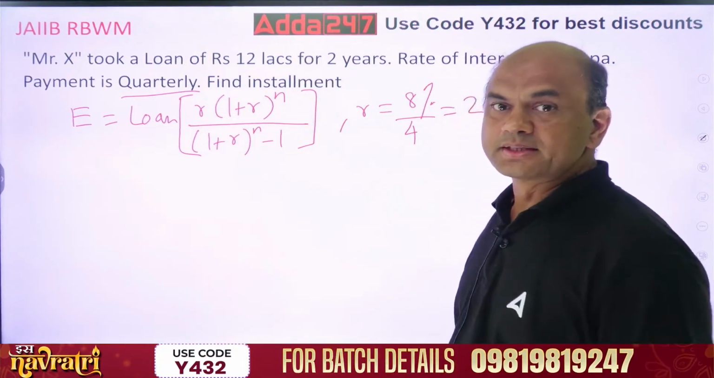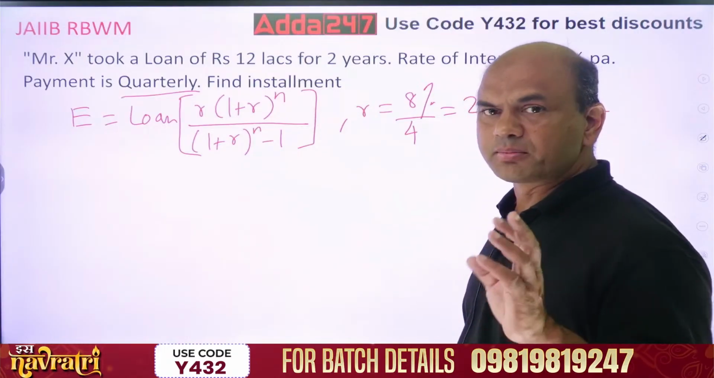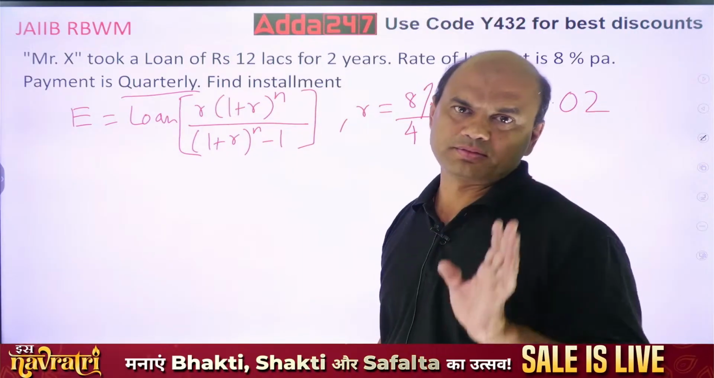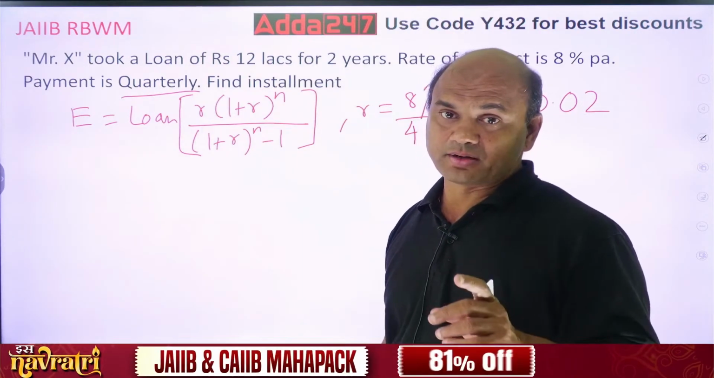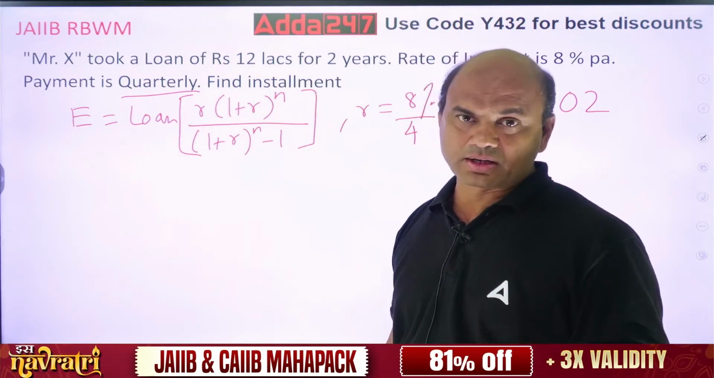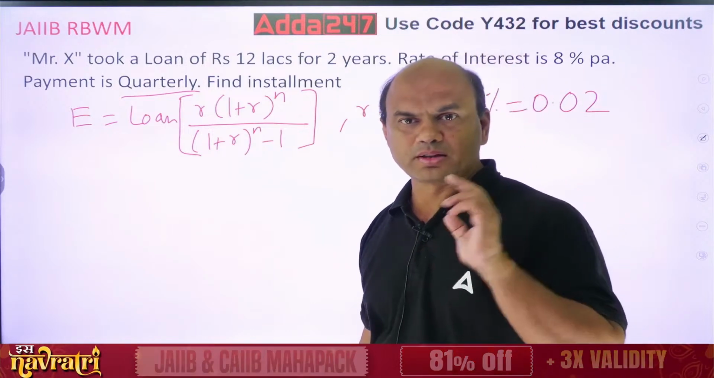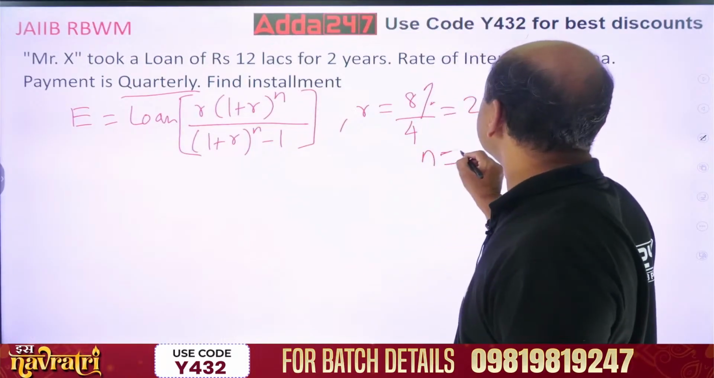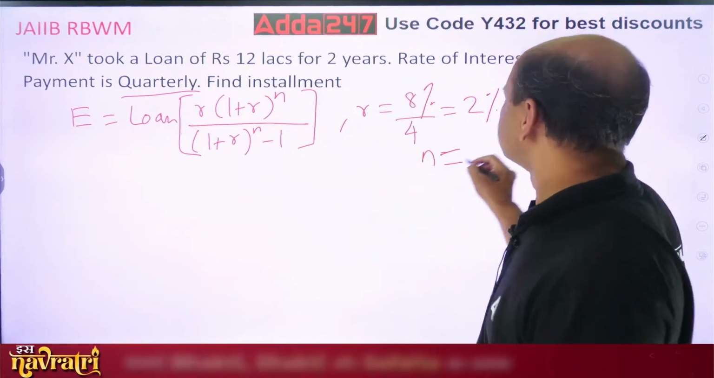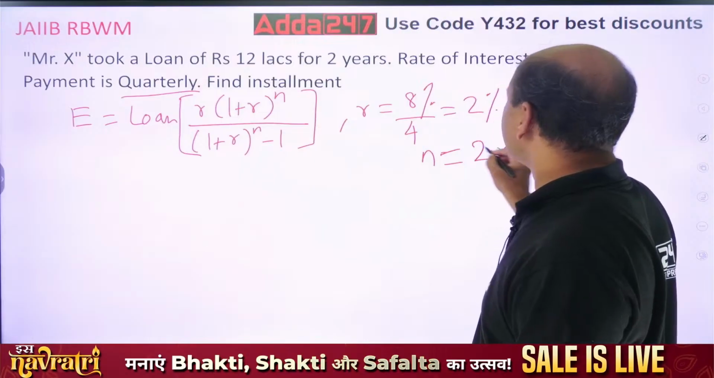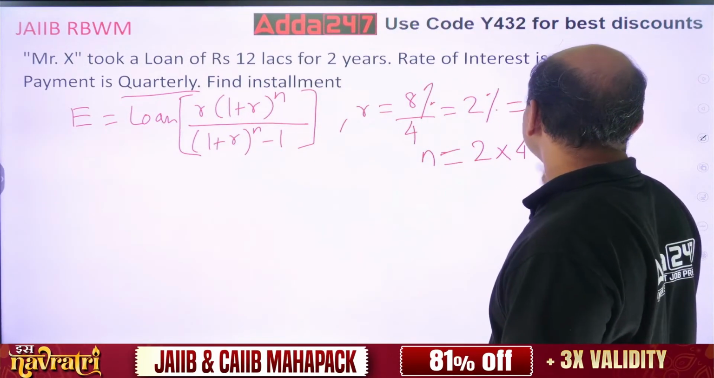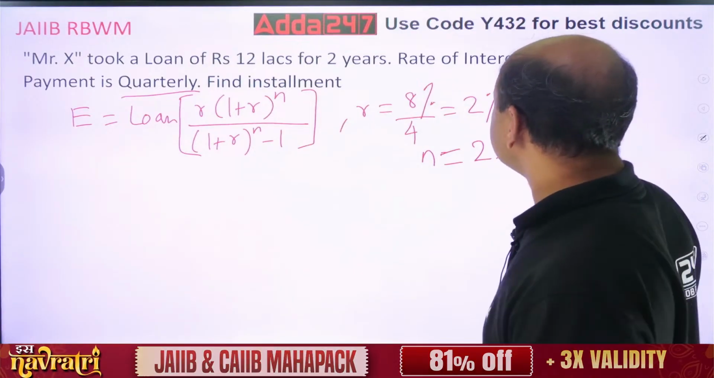Okay. Similarly, N now, whatever number you divide to R, same number you will multiply to N. Keep this in mind. Whatever number you divide to R, same number you will multiply to N. So N will be what now? N is given as 2 years. So 2 into whatever number, 4. 2 into 4, so that is equal to 8. So N equals 8.